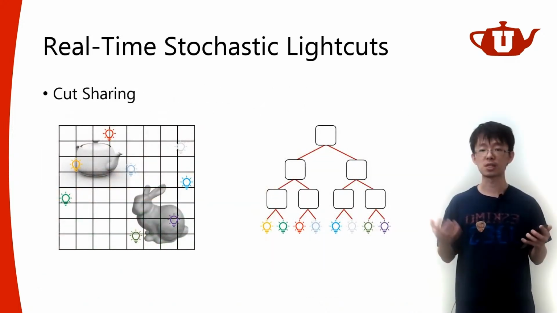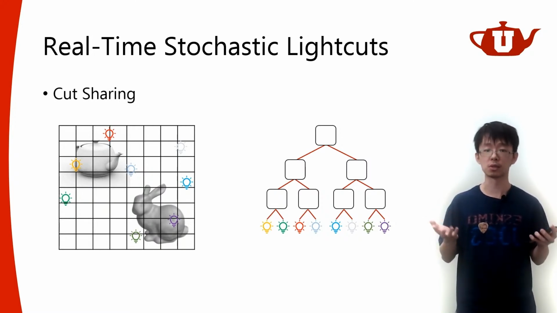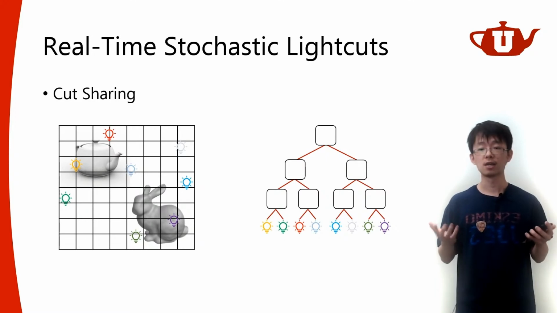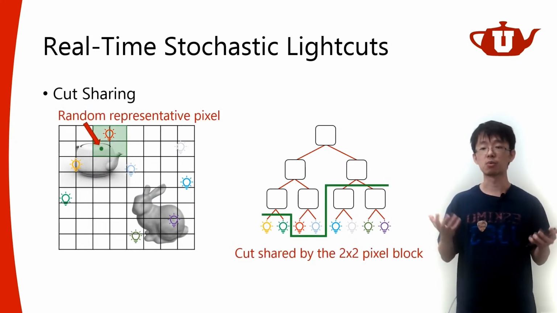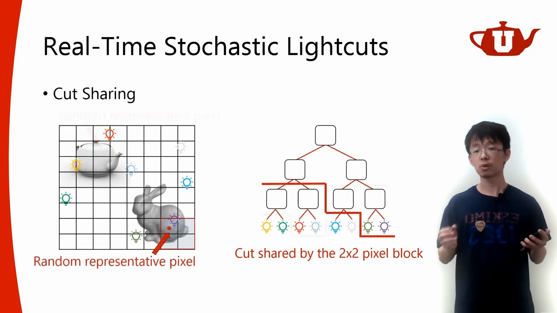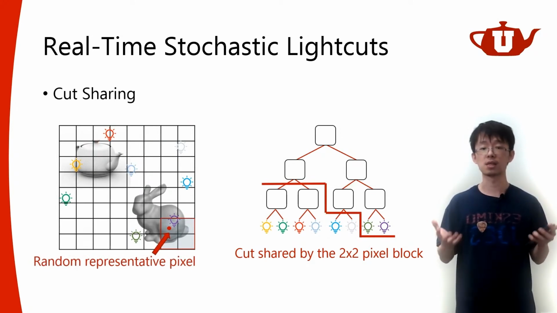Another thing we did to increase sampling efficiency is cut sharing. Cut selection can be expensive if it is done for each pixel. However, we can amortize this cost by computing a cut for a group of pixels, by observing the fact that nearby pixels often share the same cut. To compute a cut for a k by k block of pixels, we randomly select a representative pixel and use the corresponding shading point to select the cut. This process is done for all pixel blocks in the screen.